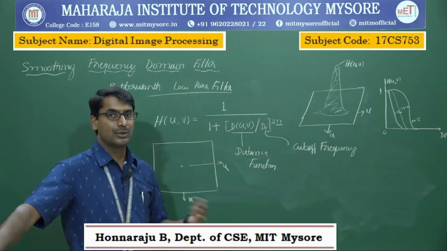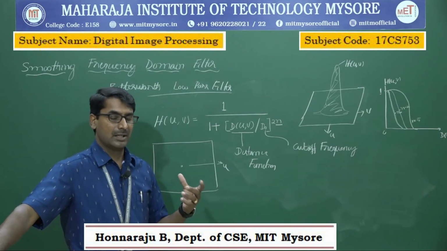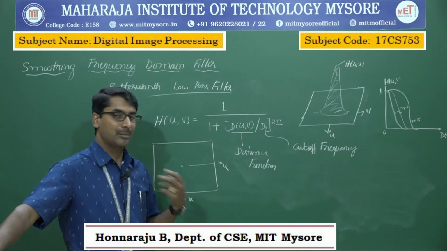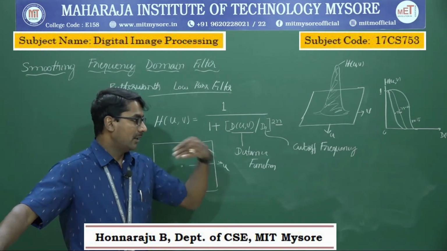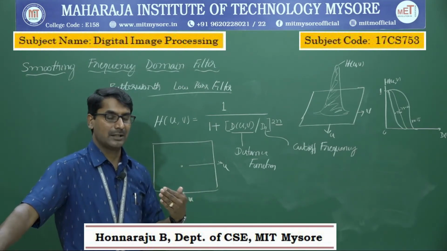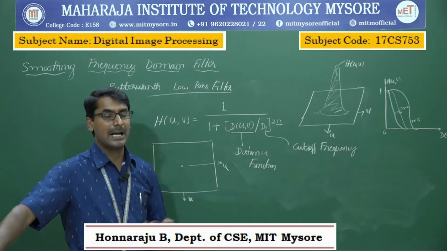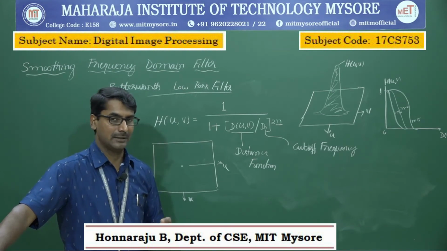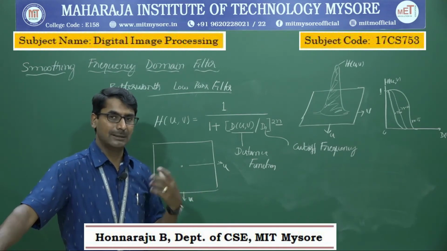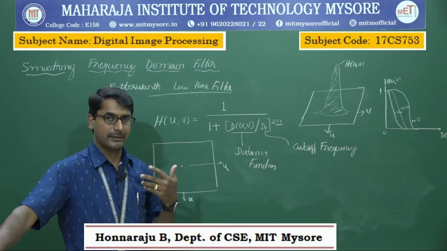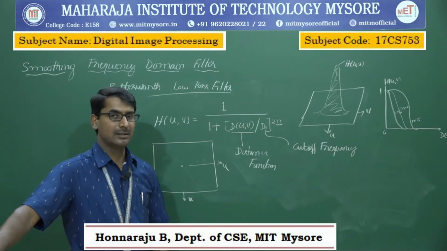So, I will show you the implementation of the Butterworth low pass filter with some example outputs. As I already mentioned, if the cutoff frequency is less, there will be a blurring effect. If the cutoff frequency is high, say 200 or 250, then the output will be clear, with no ringing effect and no blurring effect in the output.